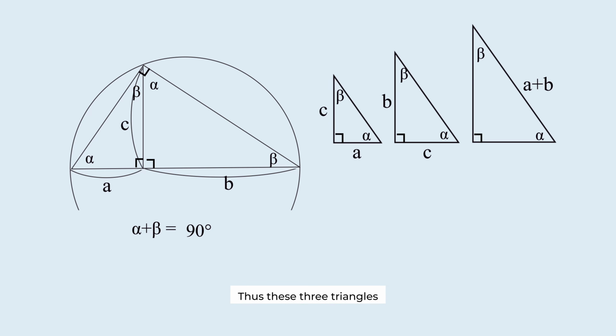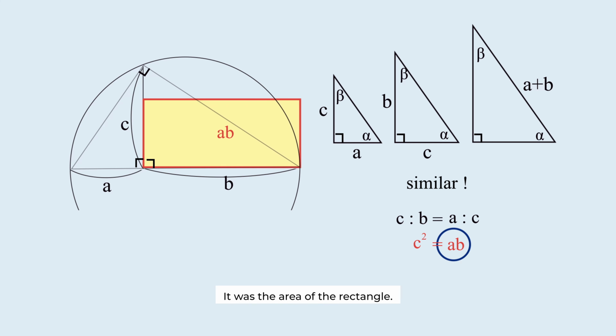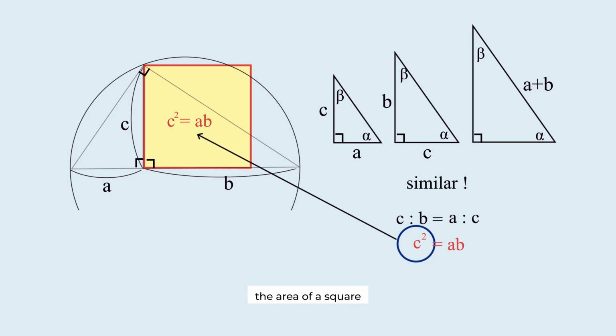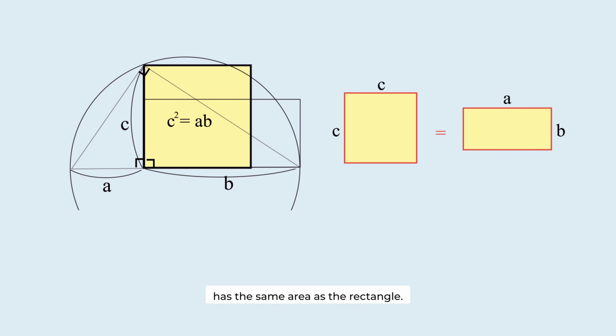Thus, these three triangles are similar. The ratios of the lengths of corresponding sides are the same. From this, we get C squared equals AB. But what was AB? It was the area of the rectangle. Therefore, C squared represents the area of a square that has the same area as the rectangle. A square with the side length C has the same area as the rectangle.